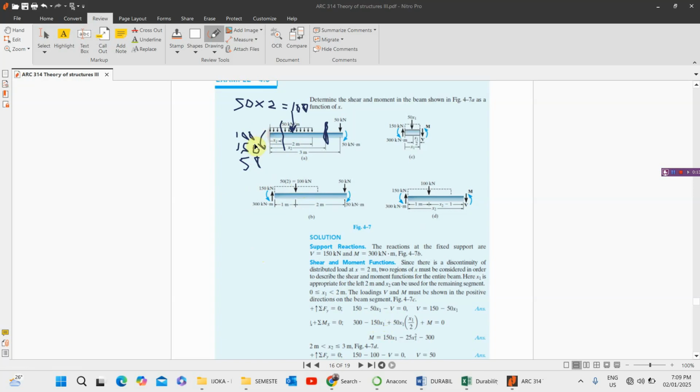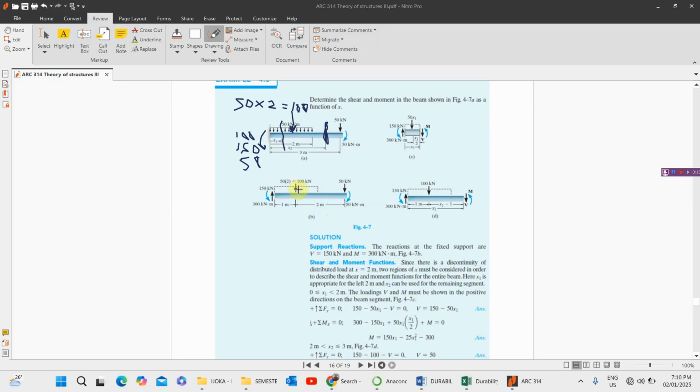So we have taken consideration of this 150 and this 300 now. Now we are left with this uniformly distributed load. We can't just use 100 kilonewton for our uniformly distributed load, because it's a uniformly distributed load. We have to use it as a function of x. So how do we know what to use? It's equal to 50 times x1. That 50 times x1 will first make it a point load, then times whatever distance we are considering, x1 over 2. You understand? Times x1 over 2. That will turn into a moment.